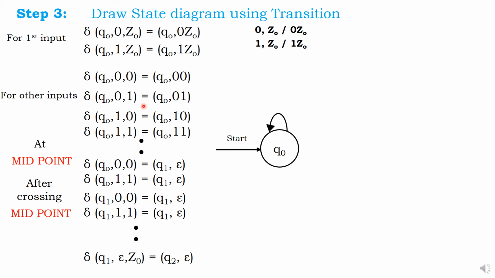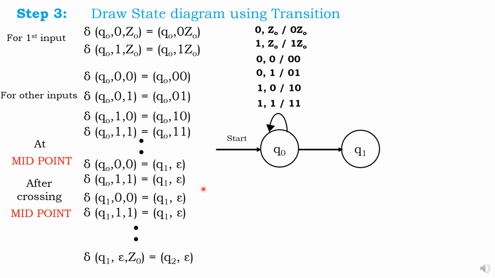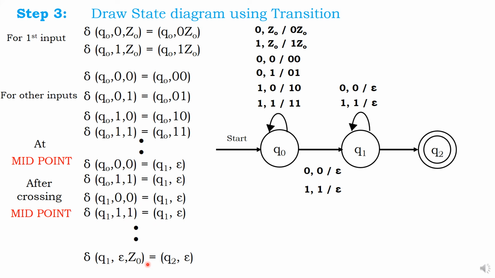Now all the other ones I will show. 0, 0 slash 0 0. Like that 4 terms are there: 1, 2, 3, 4. Ready. Next Q0 to Q1. What should you do? These two equations: 0, 0 slash epsilon; 1, 1 slash epsilon. Next Q1 to Q1, 2 more equations, self loop. Last Q1 to Q2: epsilon, Z0 slash epsilon. The string is accepted. Now this is the state diagram.